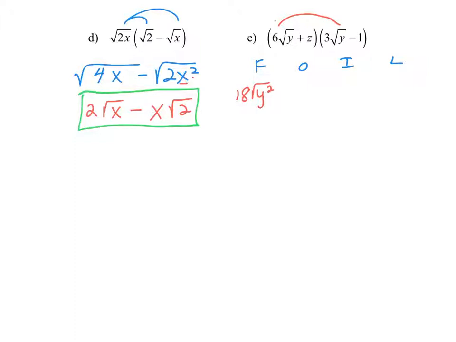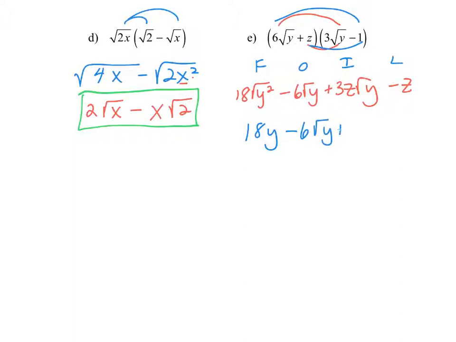The outer is 6 square root of y minus 1, so it's going to be minus 6 square root of y. Then we have the inner, z times 3 square root of y, is a plus 3z square root of y. And then finally our last is z times negative 1, or minus z. Let's simplify the first term to get 18y. Now none of the other terms can be simplified.